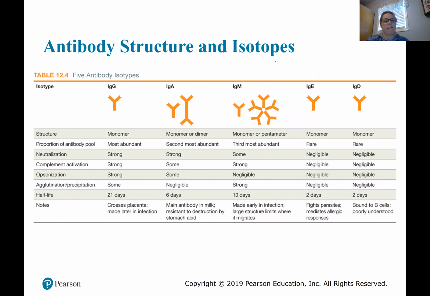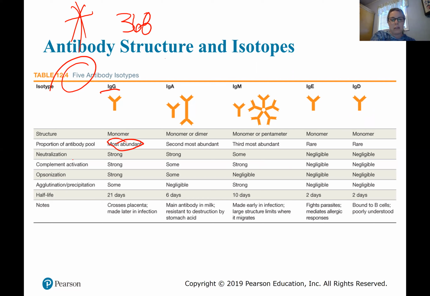And here there are 5 different types of antibodies, and you're going to need to know this as well. It's on 368. You'll need to know the 5 types of antibodies, and the different types of antibodies are called isotypes. Okay, so the first one is IgG, and this is the most abundant.